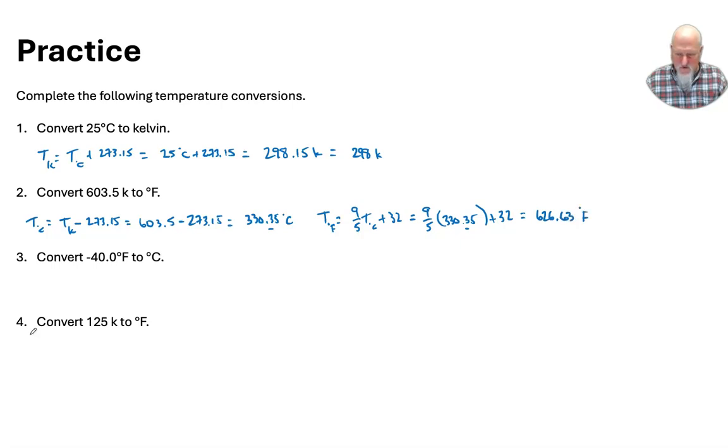degrees Fahrenheit. I should only have 4 significant figures in the multiplication. 9/5 is exact and 32 is exact. So I should just have one number after the decimal. So 626.6 degrees Fahrenheit. So 603 Kelvin is 626.6 degrees Fahrenheit.